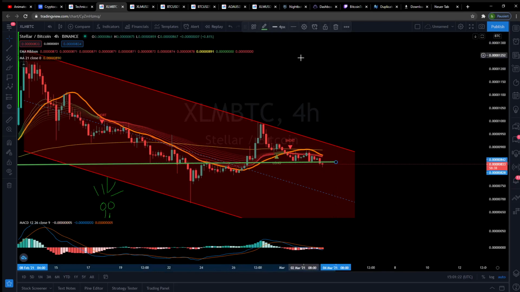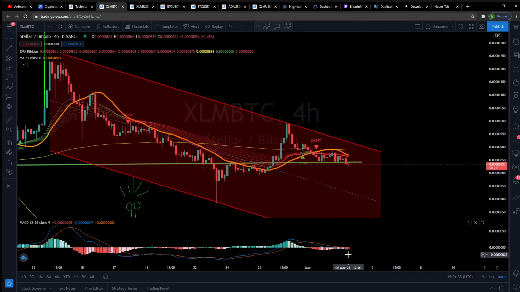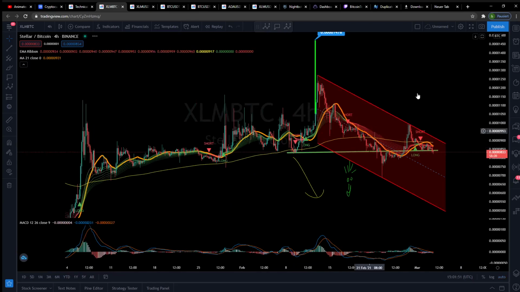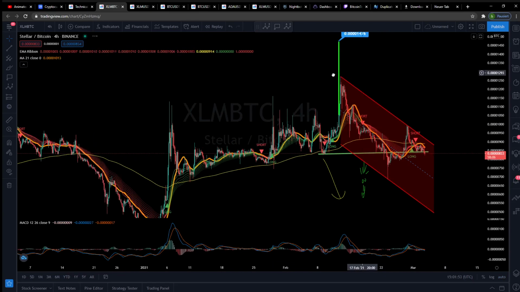So XLM is not acting as well at the moment as Bitcoin. If you would like to trade, it's better to trade with Bitcoin, not so good to trade with XLM. Why? You can see it here on the downtrend. XLM versus Bitcoin is on a downtrend, and that's very important here on the 4-hour chart. MACD is bearish. The MA21 is over our heads, bearish. The ribbon band is over our head, bearish, and the EMA 200 is also over our head, bearish.